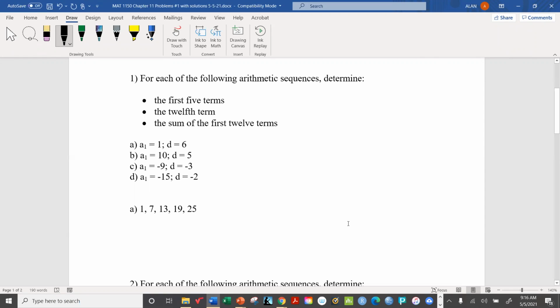Now they want the 12th term. Now you can do 2 things here. You can just keep writing them out. And if you do, you'll of course get the right answer. Or the other option is to maybe use the formula that we derived.